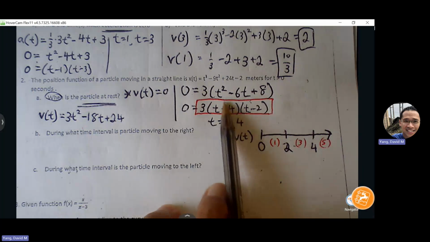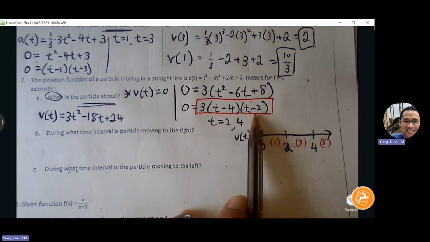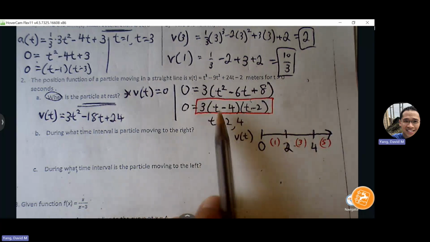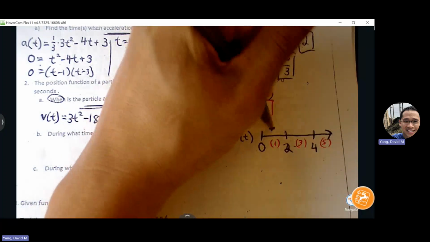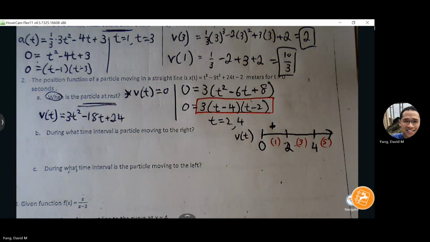1 minus 4 is, just tell me if it's positive or negative. Negative. 1 minus 2 is negative. Now 3 has no impact, so negative times negative is positive. So I know that this object is going to move to the right in that first 2 seconds.